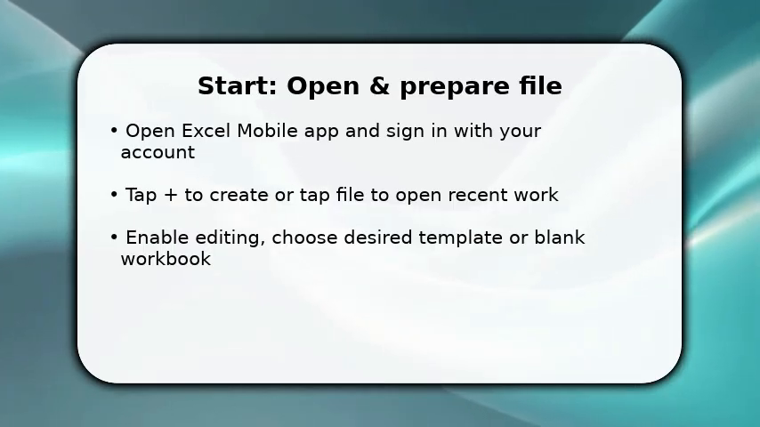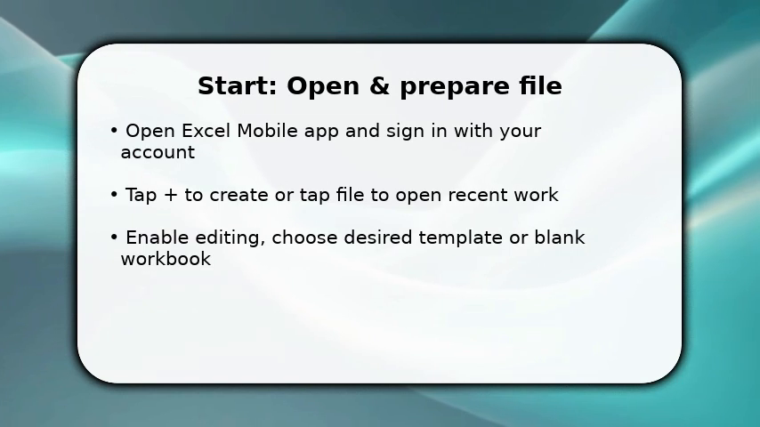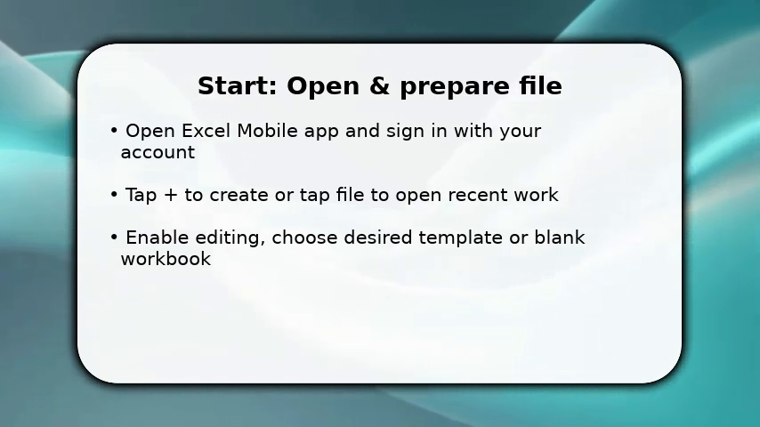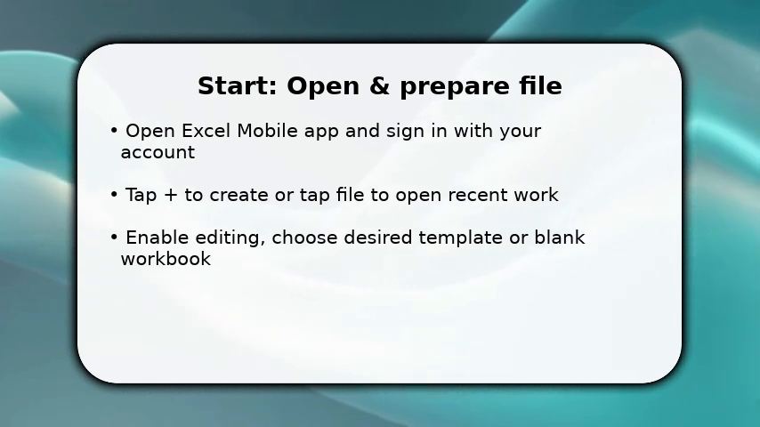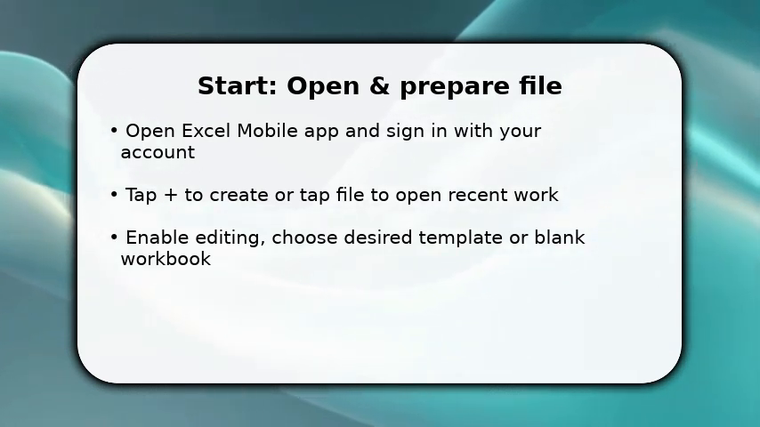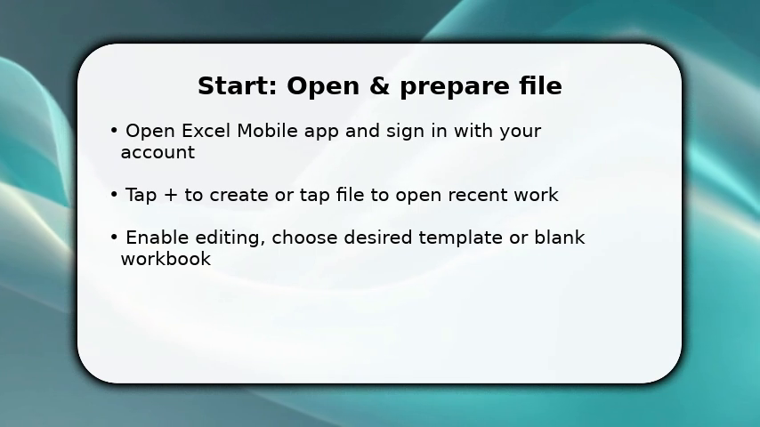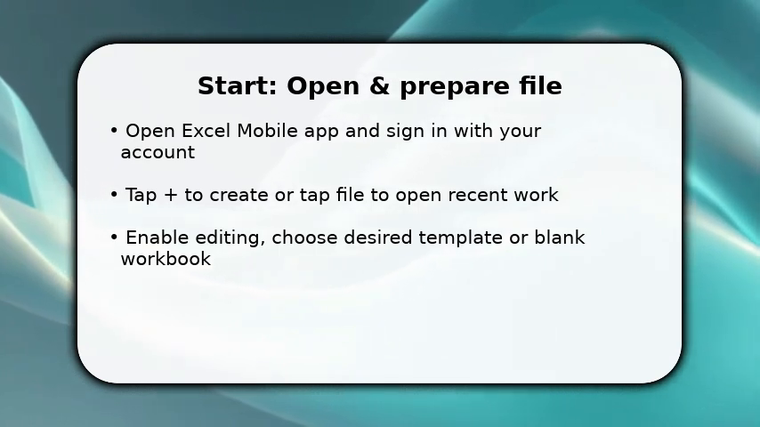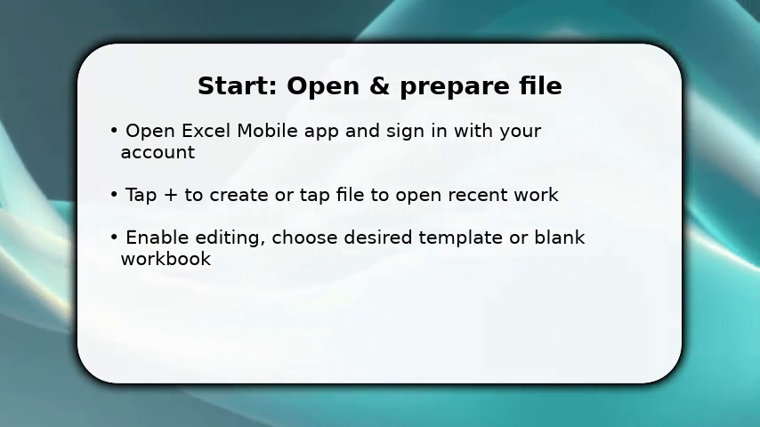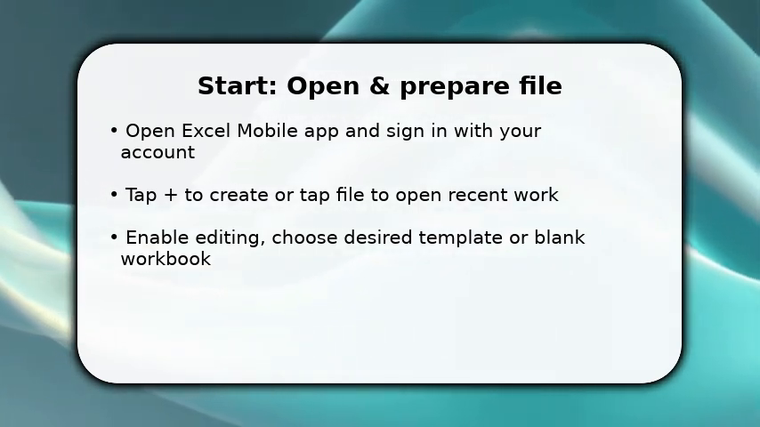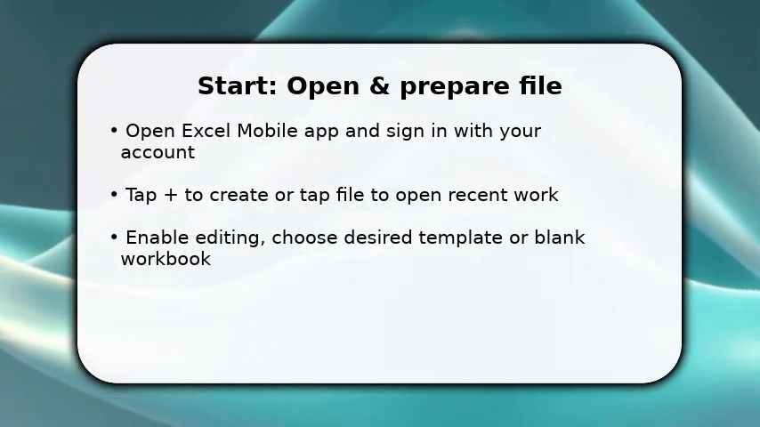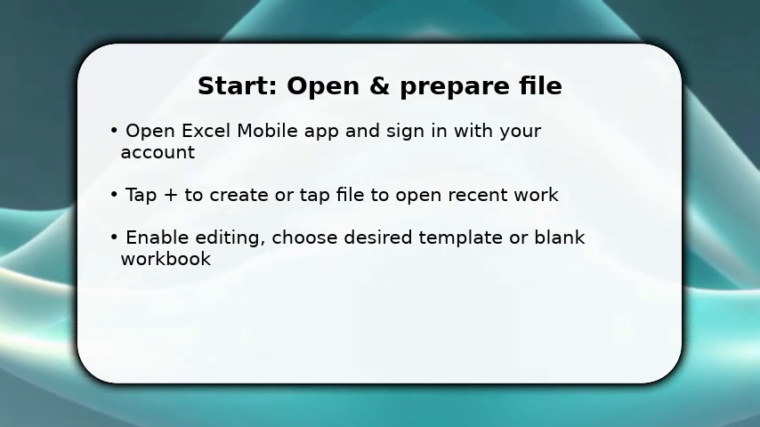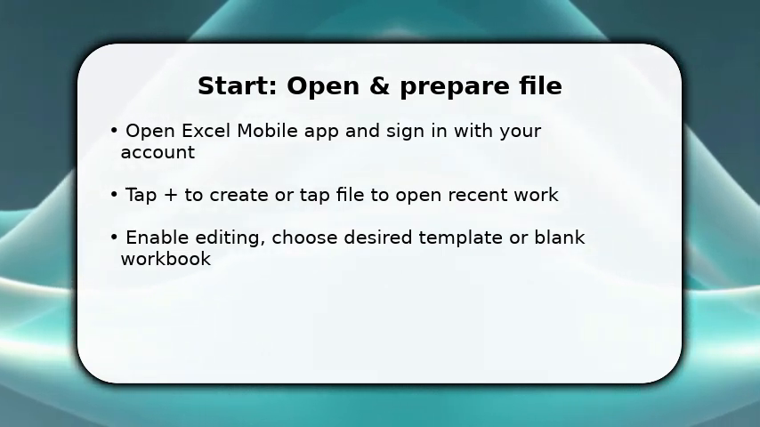You'll start by opening Excel Mobile and signing into your account so your files sync. Once signed in, tap the plus icon to create a new workbook or select a recent file to continue. Make sure to enable editing if the workbook opens in view-only mode and pick a template when time matters. Templates set up sheets, formats, and basic formulas for you. This first step gets you into an editable grid fast, so you can begin entering data and structuring your sheet.